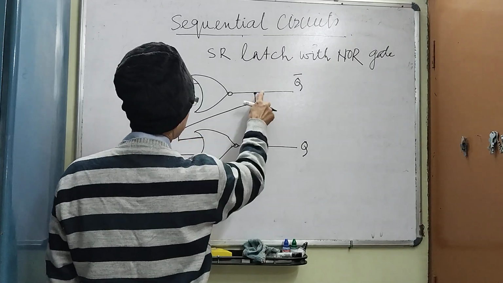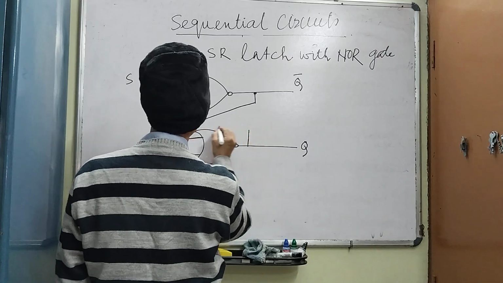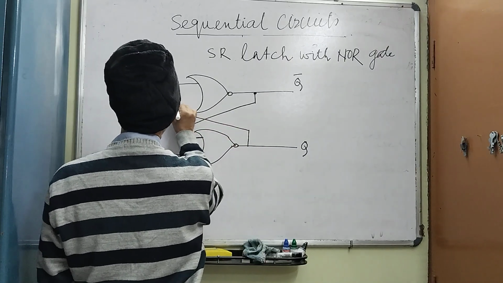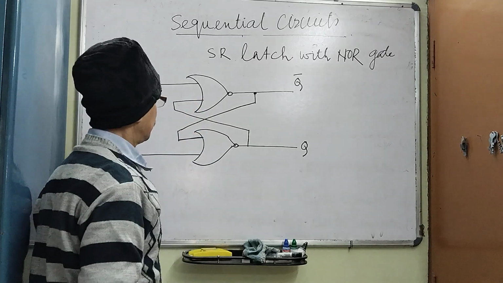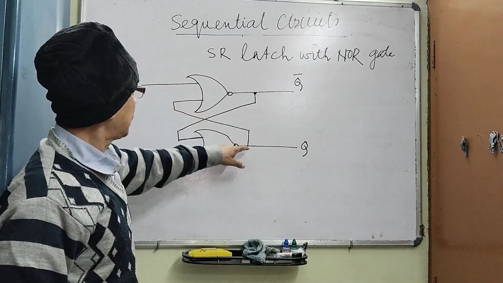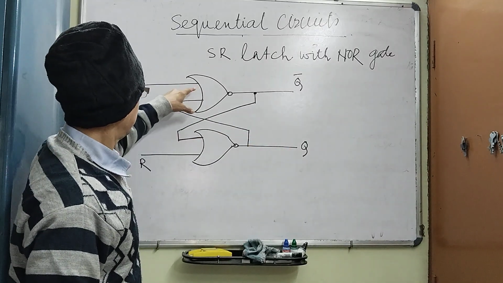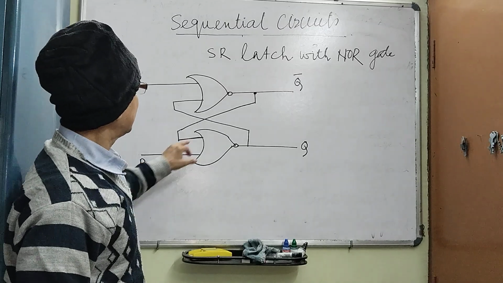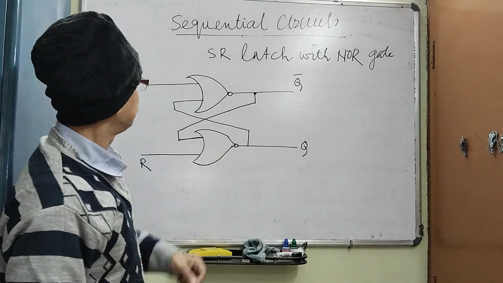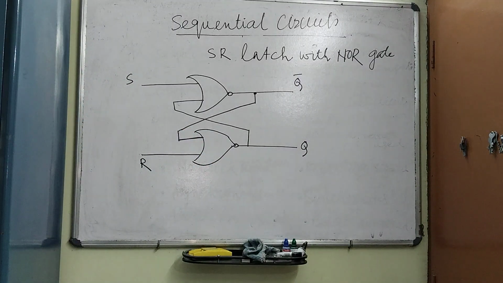From this output, move here, and another from this output, join here. So one input is S and the other input is the feedback from the Q output, and here one input is R and the other is the feedback from Q bar. So this is the basic design for the SR latch.